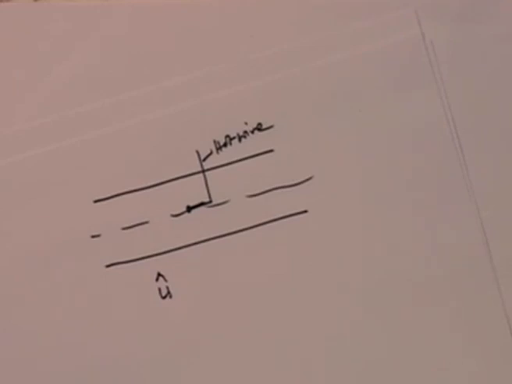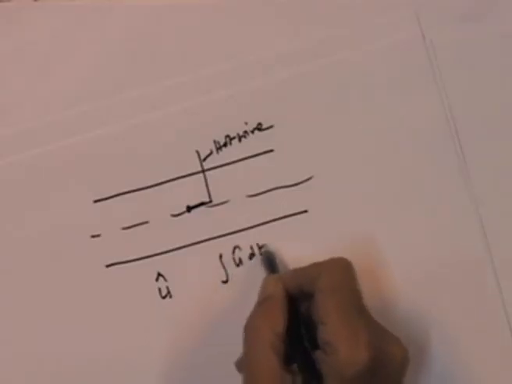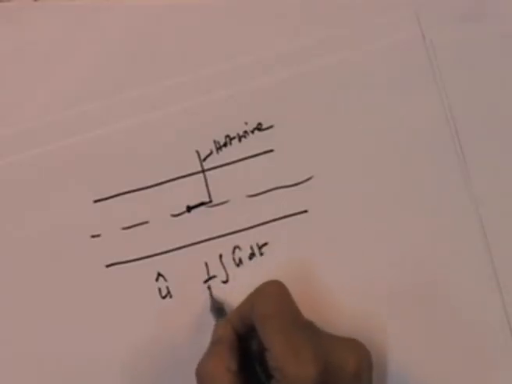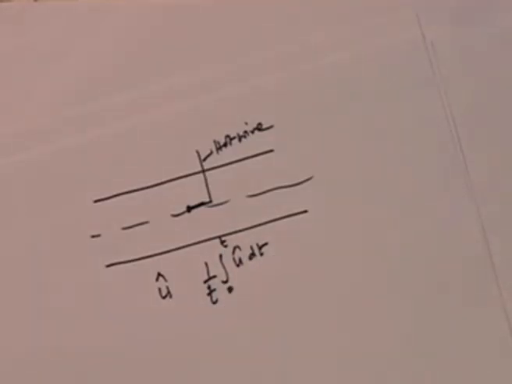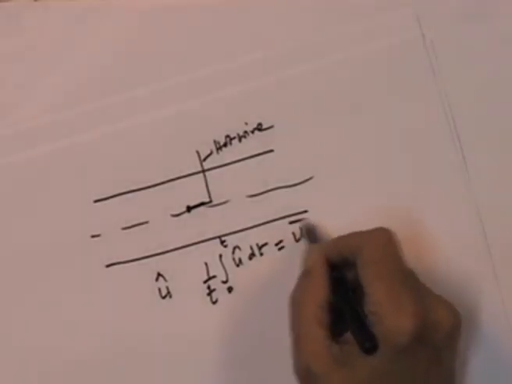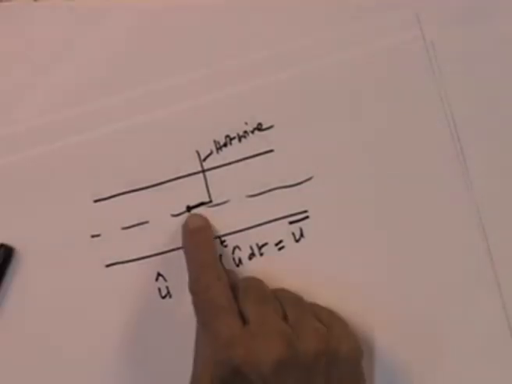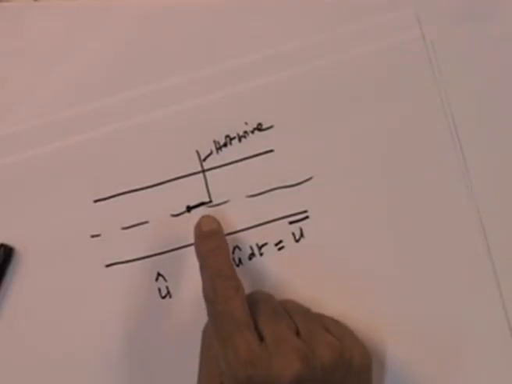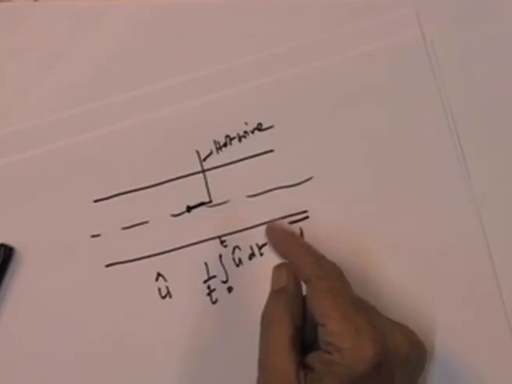But if I were to time average this, which means if I were to do the integral of u hat dt over some time t0 to t, then I would get a value which I call u bar, the average value. That would remain almost constant at that point, because the flow is fully developed. So the flow is steady on the mean, but instantaneously it is unsteady.